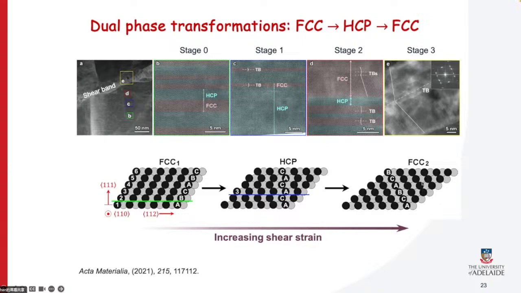What is the benefit of dual phase transformation? We know that a single step phase transformation produces 35% plastic strain, but dual phase transformation will produce 70% plastic strain, which has been doubled. Right? That means the material's ability to absorb strain energy has been significantly increased. So that's the reason why this coating shows such a high strength and at the same time shows large plasticity, because it can deform plastically.